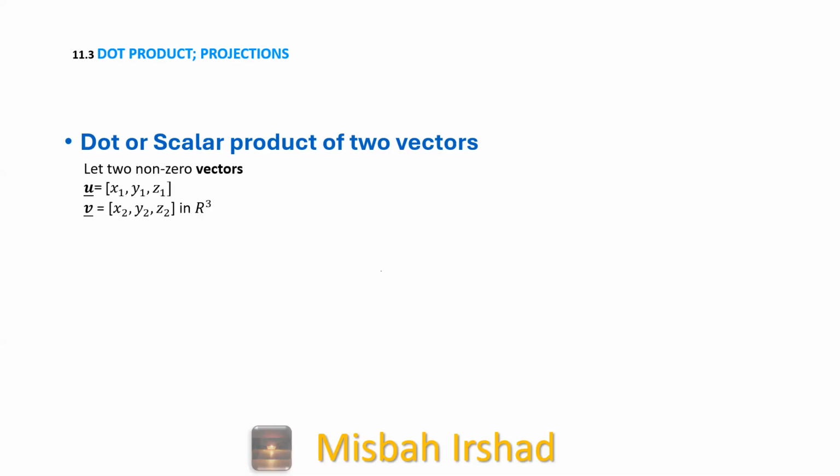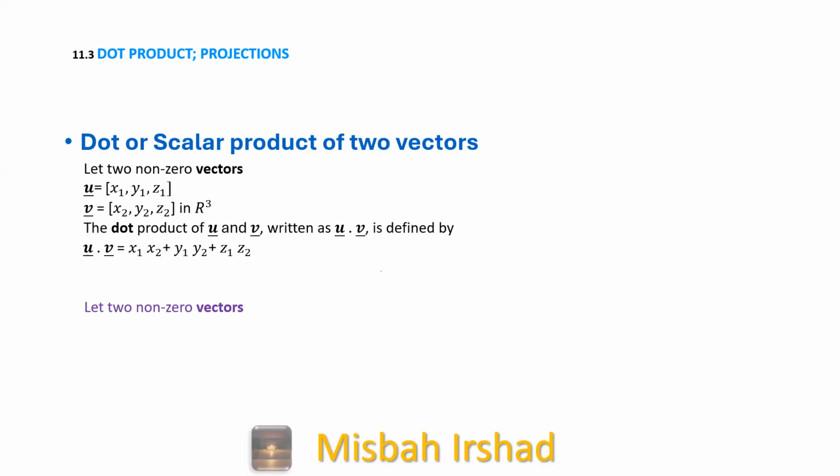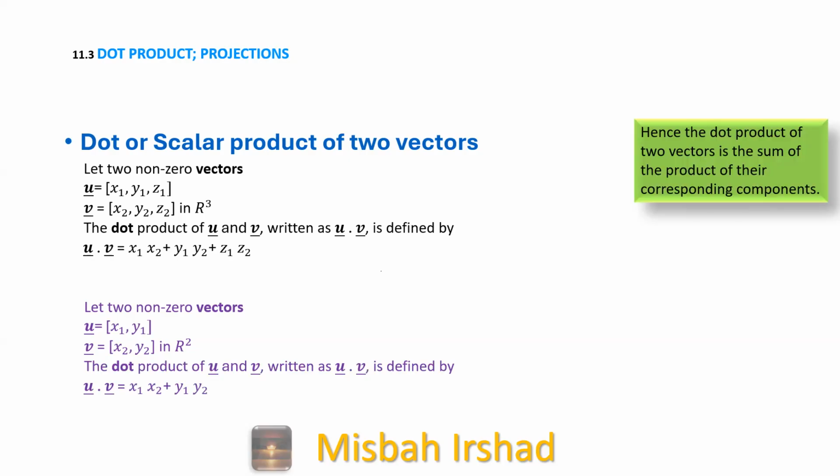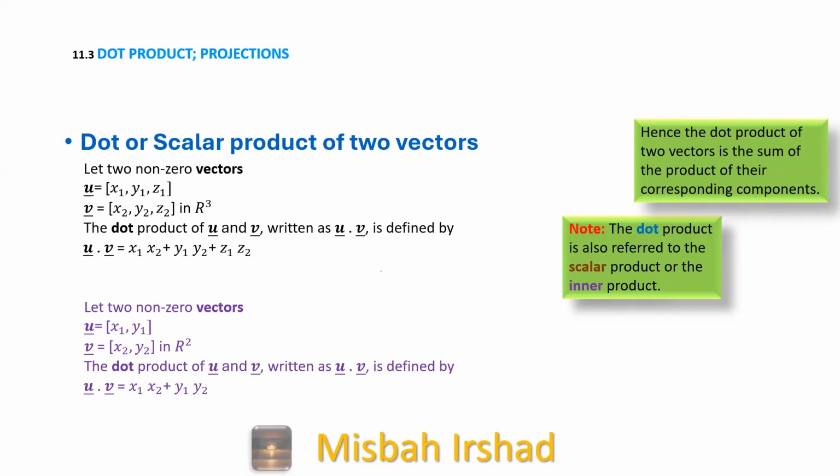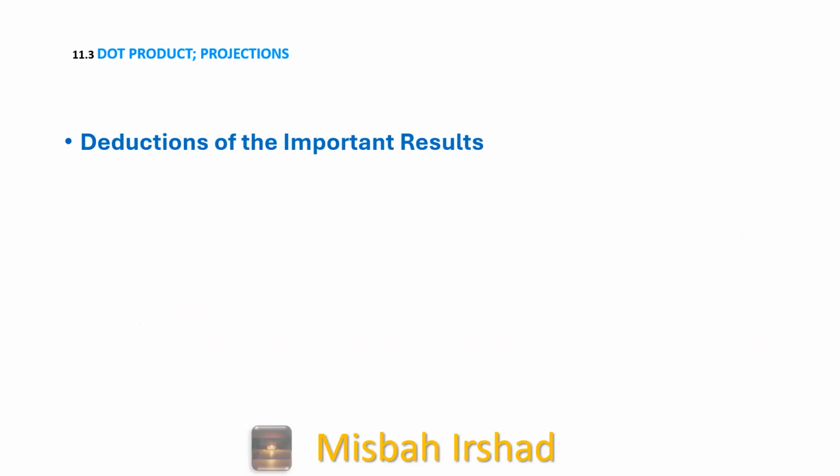If we have two vectors in component form, then the dot product of these two vectors is defined by the sum of the product of corresponding components of the vectors, irrespective of whether the vectors are in space or plane. In both cases, the dot product is defined by the sum of the product of their corresponding components. The dot product is also referred to as the scalar product, or sometimes it is called the inner product as well.